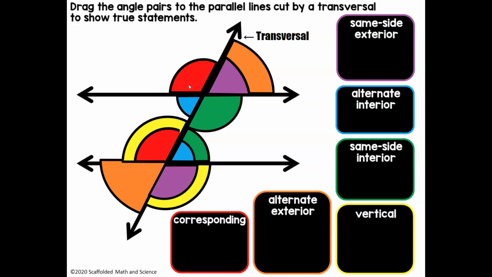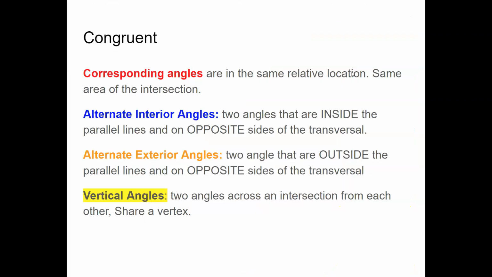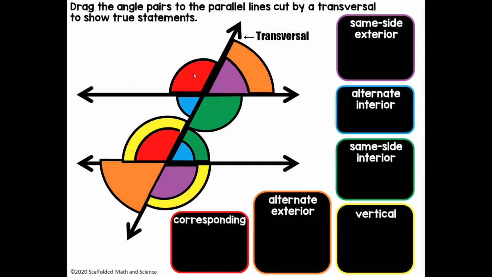So we have our corresponding angles. Remember, corresponding angles are in the same relative location, or the same area of the intersection. So that's going to be upper left hand, upper left hand. They're in the same relative location of their intersection. The next one we have is alternate exterior. Alternate means on the alternate sides of the transversal, or opposite sides of the transversal, and they are outside the parallel lines. Vertical angles are still across from each other at an intersection, like these two yellow ones right here.